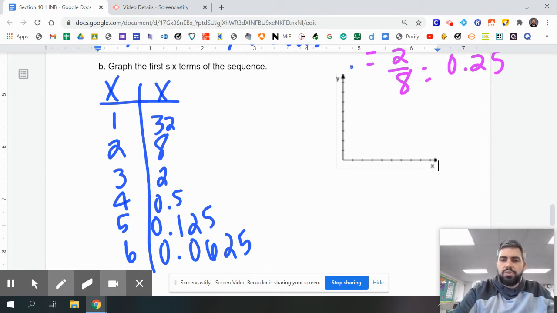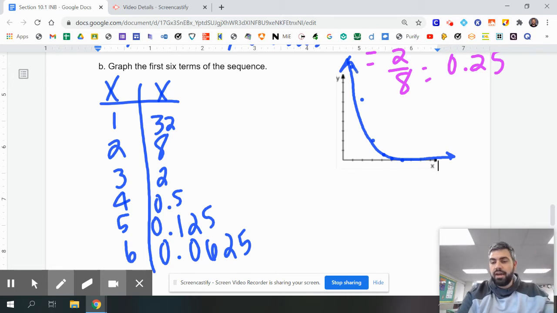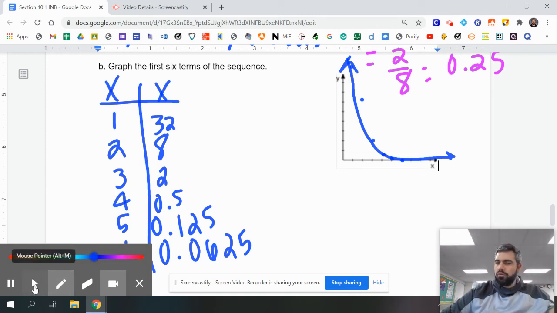And then I'd get 2, 8. Okay, and then I'd get 3, 2, and then I'd get 4, 1/2, and it's going to get super duper small, right? And so my graph ends up looking kind of like this, which makes sense because when we talked about exponential decay, when you were multiplying by a number less than 1, they got really small, and its asymptote was the x-axis. It got really, really small, but never went below 0. So that's important going forward.